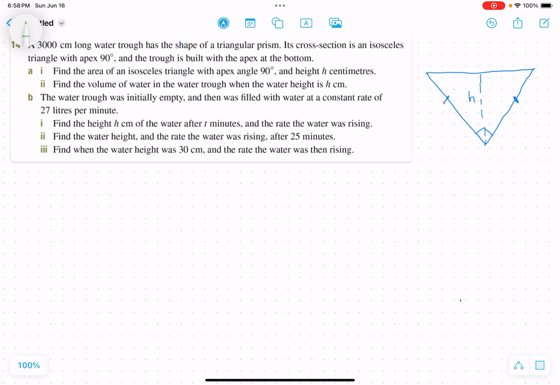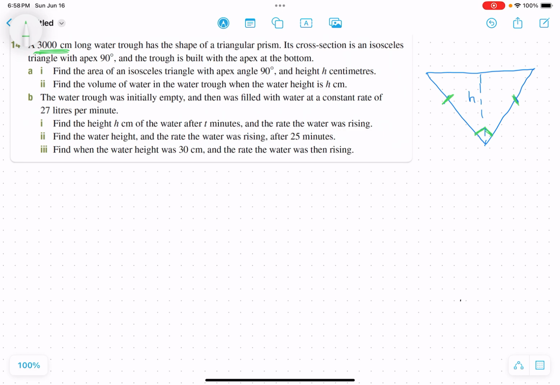All right, so we've got this water trough. We know how long it is. It has the shape of a triangular prism, so I'm looking at the triangular end, which is an isosceles triangle, so it's got equal sides here. The apex is 90 degrees, and we're interested in the area of this triangle first, okay?